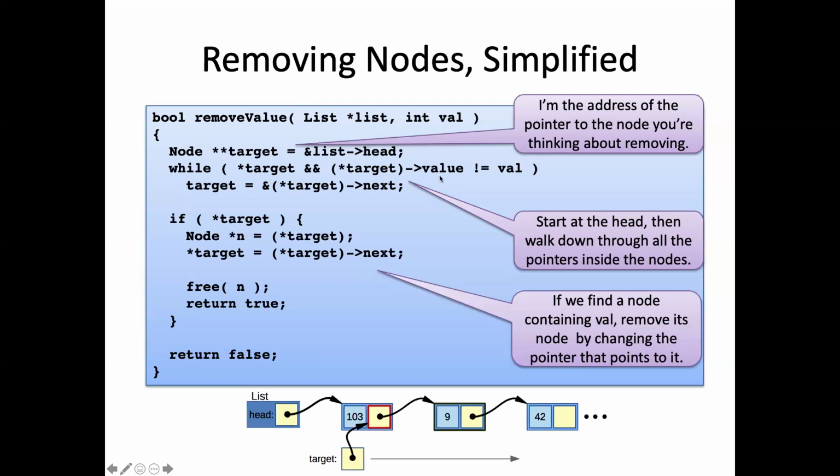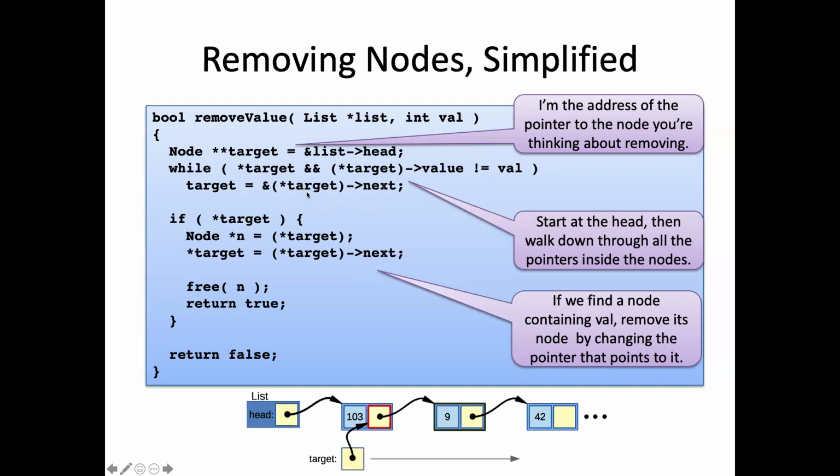I look at the value field in that node, and as long as that's not the value I want, I move target ahead. We'll revisit this syntax. It's maybe a little bit tricky, but even at this point, I think you can understand it. I dereference target. So now I have a copy of a pointer to a node. I go get the next field out of that node. So this is moving target down the list.